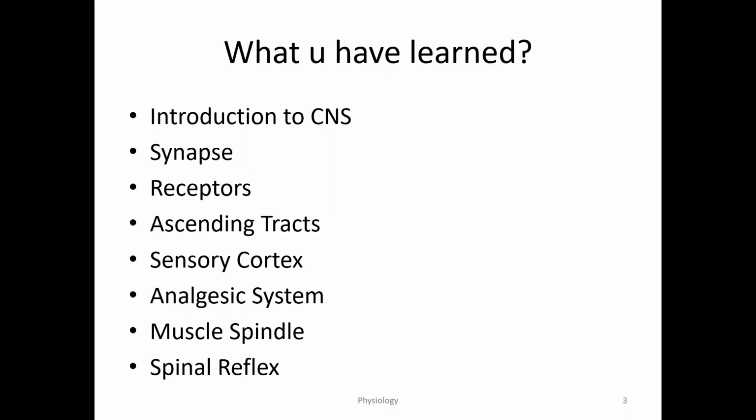Then we have seen how the various sensory information is carried via different tracts. Those tracts are called ascending tracts. And those ascending tracts are further classified into dorsal column pathway, then anterolateral spinothalamic tract, sensory. Those tracts end over the sensory cortex. As you know, the sensory cortex is nothing but the area number 3, 1, 2, which is present in the parietal lobe. Then we have also seen what is analgesic system for pain pathway.